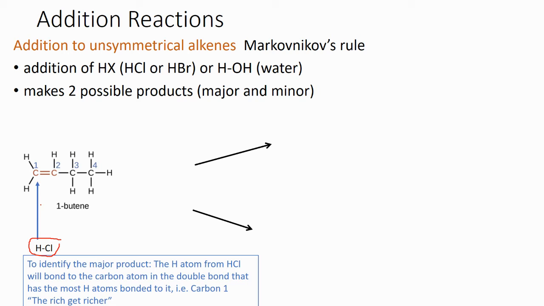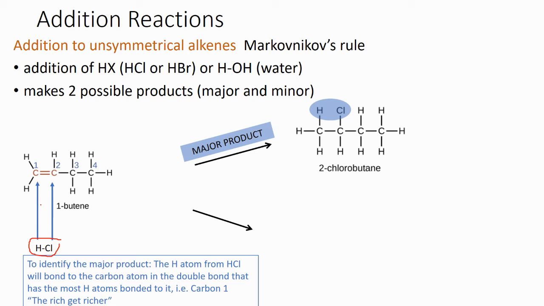So if the hydrogen adds to carbon 1 and the chlorine adds to carbon 2, this will give us the major product, which is 2-chlorobutane. This hydrogen is adding to carbon 1 because carbon 1 has 2 hydrogens and carbon 2 only has 1 hydrogen. So this is the favored reaction. This will happen more often. So this becomes the major product with a hydrogen on carbon 1 and the chlorine on carbon 2.